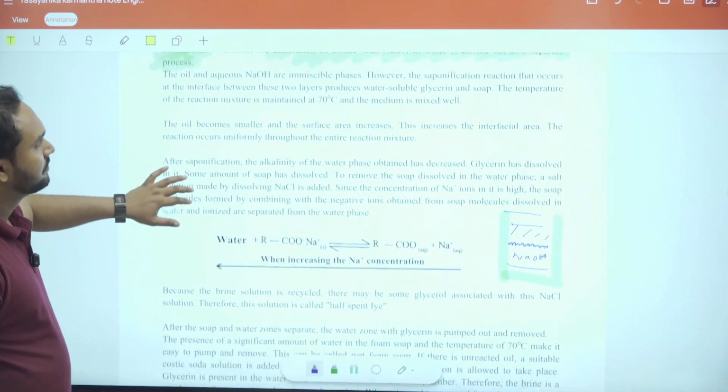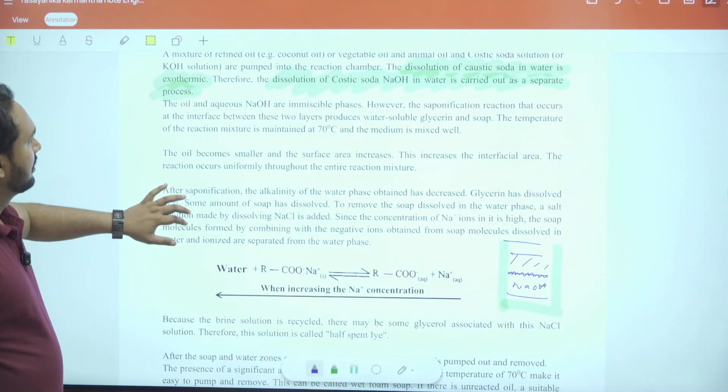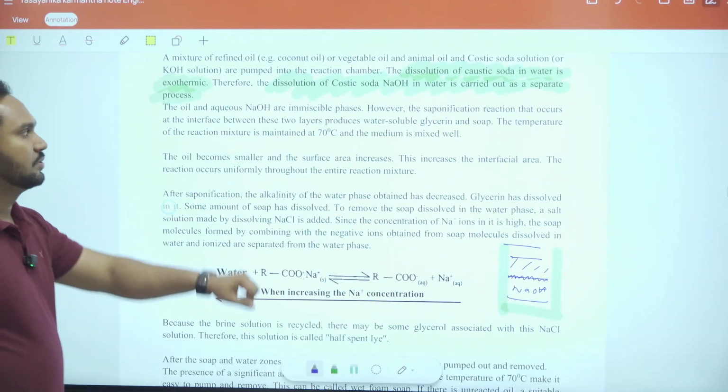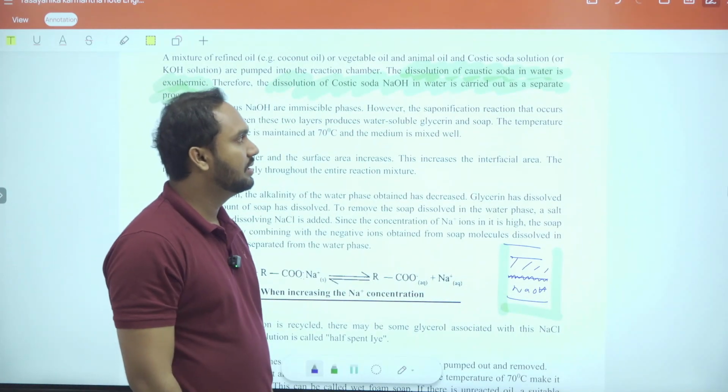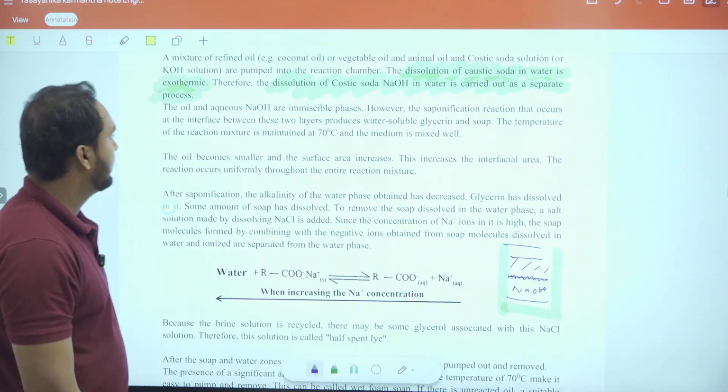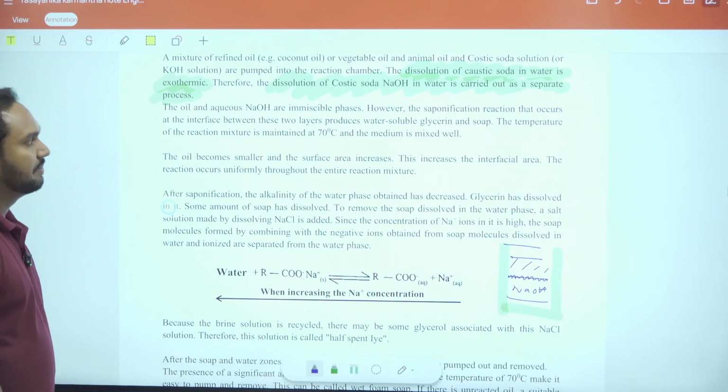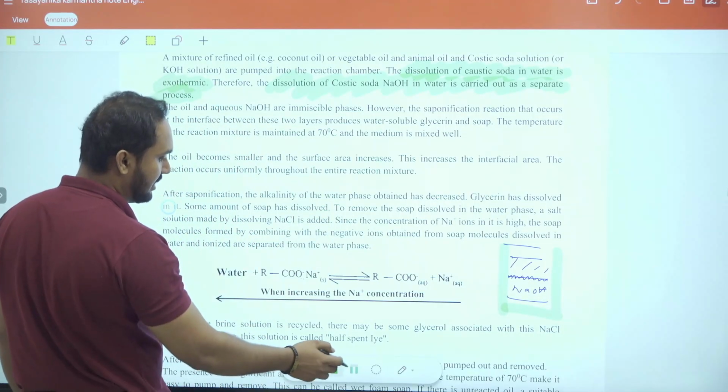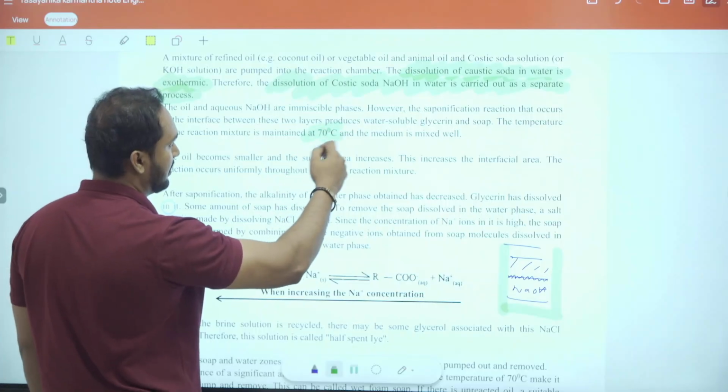In the interface between these two layers, water soluble glycerin and soap are produced. The temperature of the reaction mixture is maintained at 70 degrees. Highlight it.